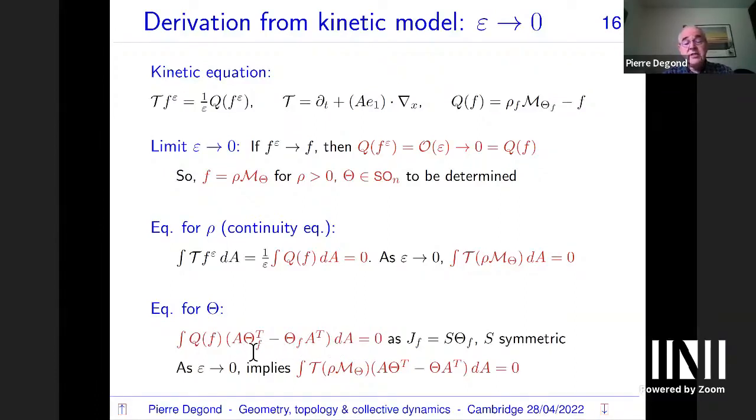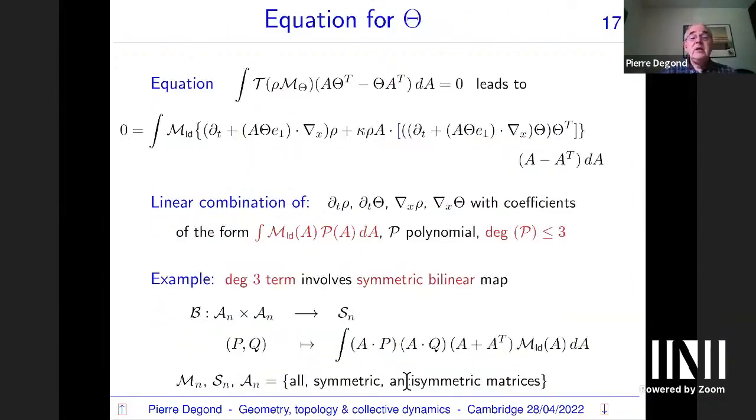And why is it the right object? It is because the tangent space to the rotation group, the Lie algebra of the rotation group, is the space of anti-symmetric matrices. So you need to take something which is somehow in this Lie algebra, and this is why you need this object. And then you do the same thing as here, and you get that the integral of the transport of rho and theta against this object is equal to 0, which gives you the equation for theta. However, the equation for theta is not completely evident from here. Right, so let's try to see how we can get an equation for theta from there.